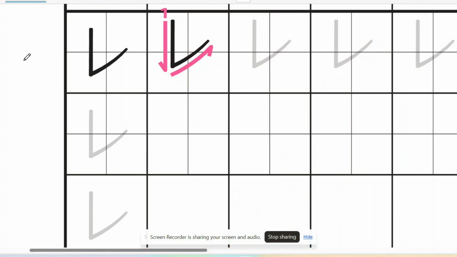Now the next character we have got is Re. This is Re. This character has got just one stroke and the stroke is like this. I'll show it again. The stroke is like this. This is Re.